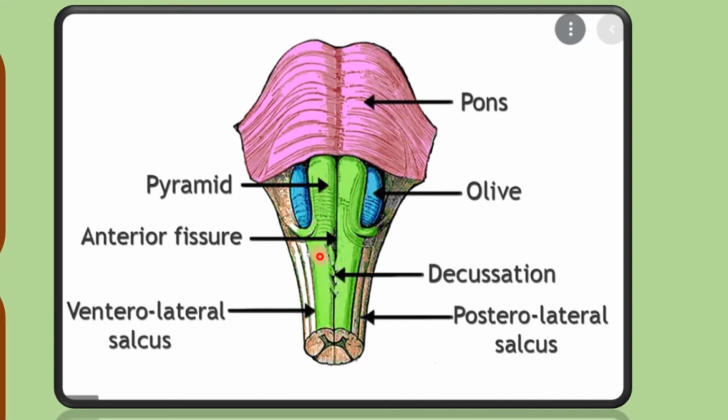Towards this lower part, we see them crossing and forming the decussation known as the pyramidal decussation. Because these fibers are motor fibers, this decussation is also called the motor decussation. Then from the anteromedian fissure here, we also see fibers that will arise and run on the surface of the medulla. These fibers are called the anterior external arcuate fibers.